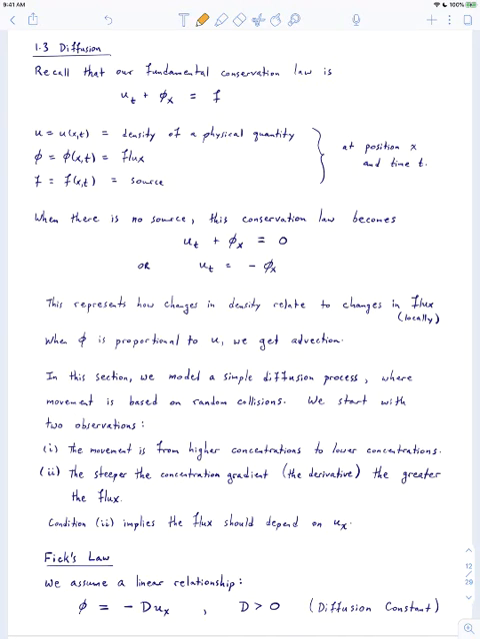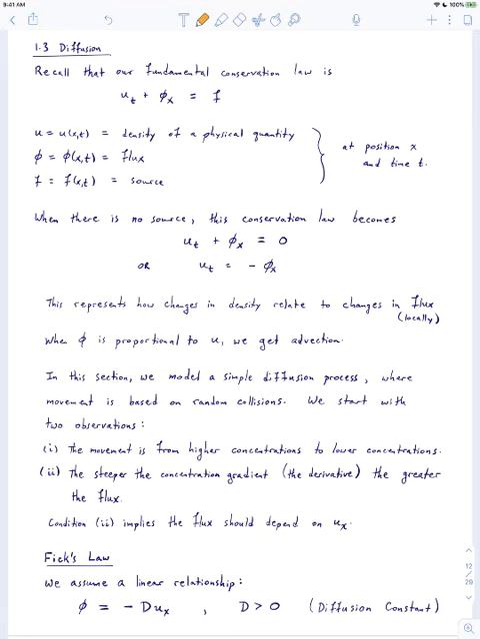In this video, we will discuss the notes for 1.3, diffusion. Recall that our fundamental conservation law is listed here. The partial derivative of u with respect to t plus the partial derivative of phi with respect to x equals f, where u is the density of a physical quantity, phi is the flux, and f is a source. All of this is happening at some point x and at some time t.